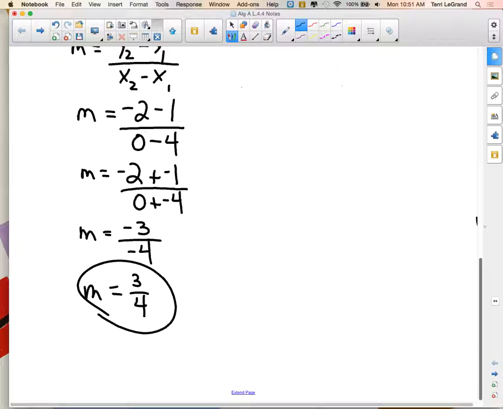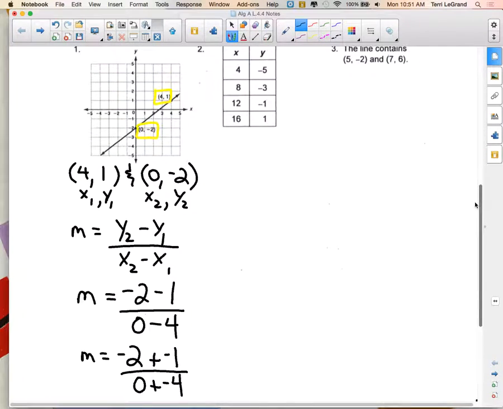Now I want you to look at the graph. Don't move on. Look at the graph. Do you agree that, first of all, we got what kind of a slope? What type of slope did we end up with? Positive. What kind of behavior should a line with positive slope have? Should rise from left to right. Is our line rising from left to right? Yes. It goes up 3 and then goes over 4. So it is rising from left to right.